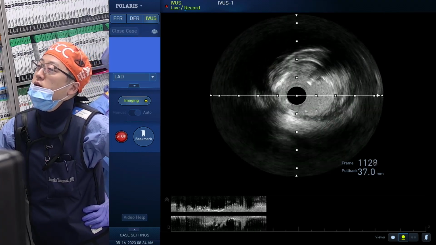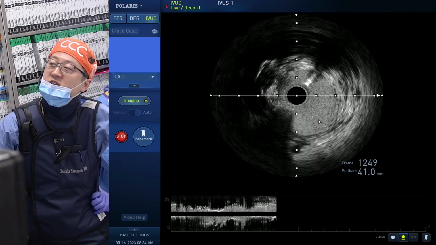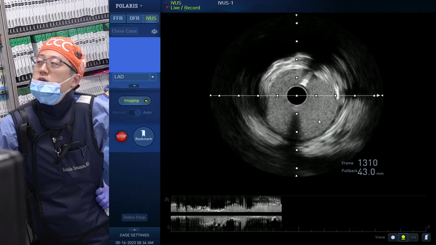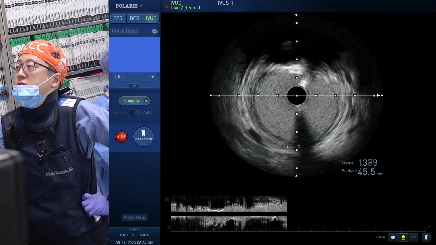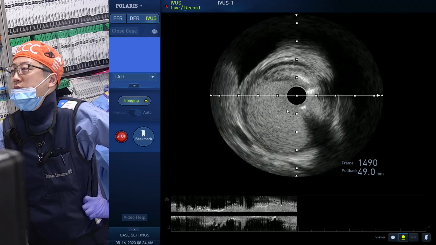Looks borderline. Now come to the left main bifurcation. This is the left main. See the modest disease there. Yeah, true. But I think we are very nice, we can leave it. Very nice lumen.